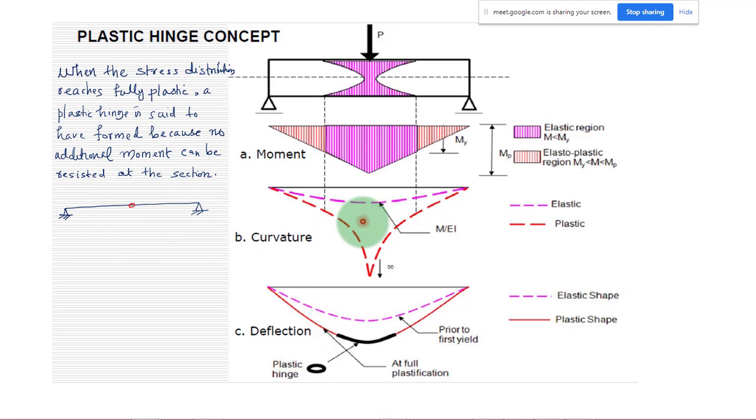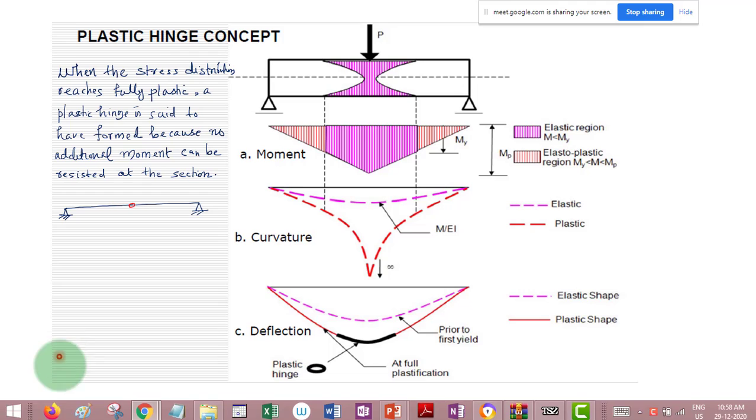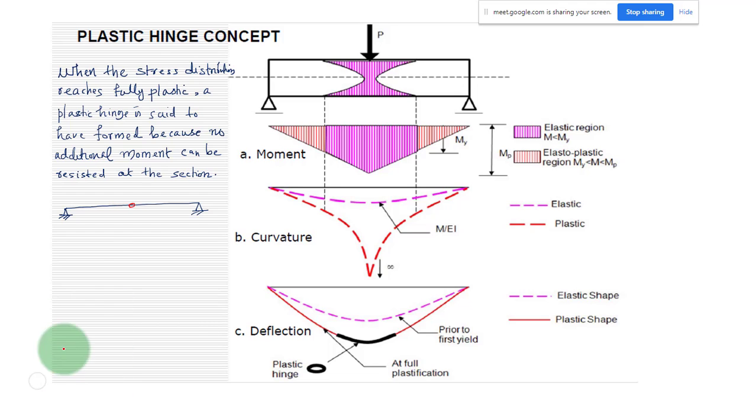This is the plastic hinge location. Once the plastic hinge has formed, the cross section will not have any more resistance. It cannot resist any additional moment. And once the plastic hinge has formed at the midsection in this case, if you apply a load, what will happen? The cross section will just start deforming like this. It will just start deforming like that.